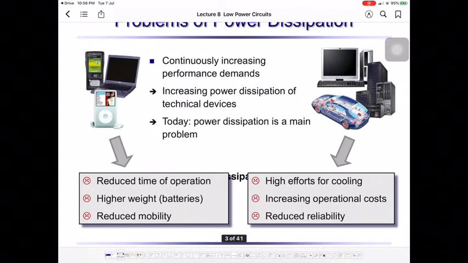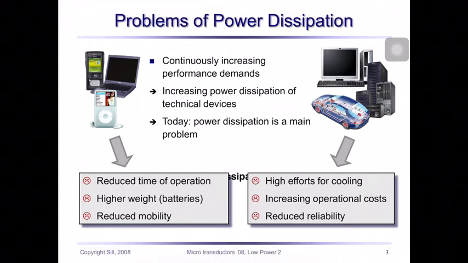Okay, so what are the problems in power dissipation? So current problems in power is that power is continuously increasing due to high performance requirements. Our circuits are very complex, and we now increasingly demand that the chip has to complete a lot of functions, and this causes the functions to be very complex and increases the power dissipation of technical devices.